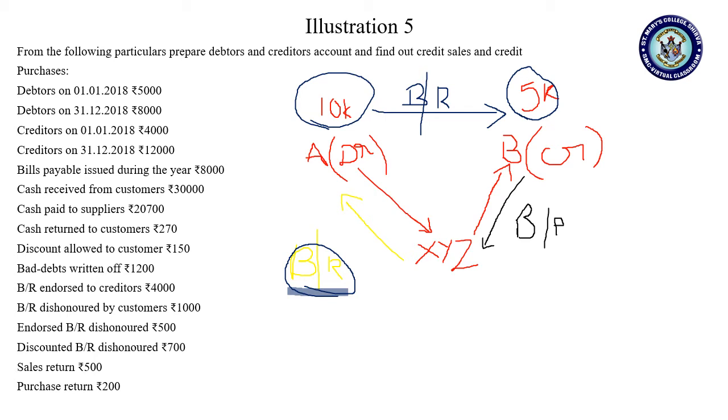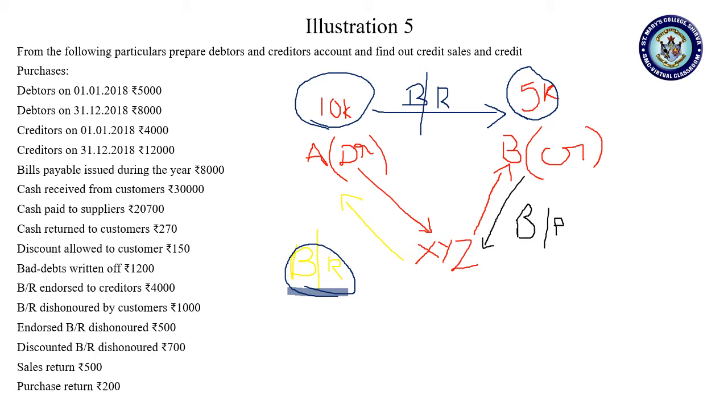Now, when the bill receivable is transferred, it is received by the creditors. So, the journal entry will be creditors account debit to bills receivable, because creditor is the receiver and bills receivable is moving out. So, it is creditors account debit to bills receivable.